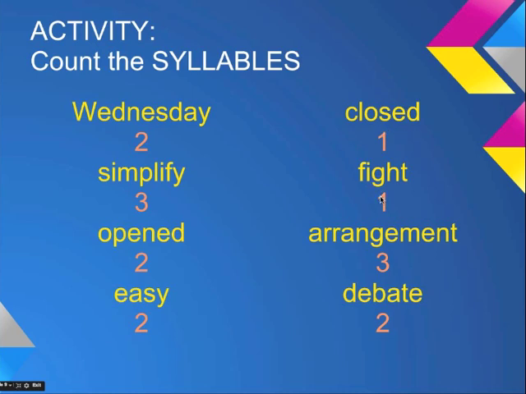Fight has only 1. Arrangement has 3. Again, the e here is silent. Debate. Only 2, because the e, of course, is silent.